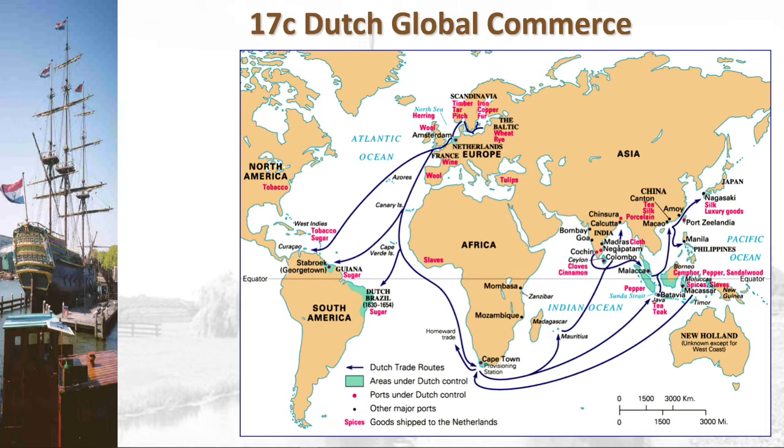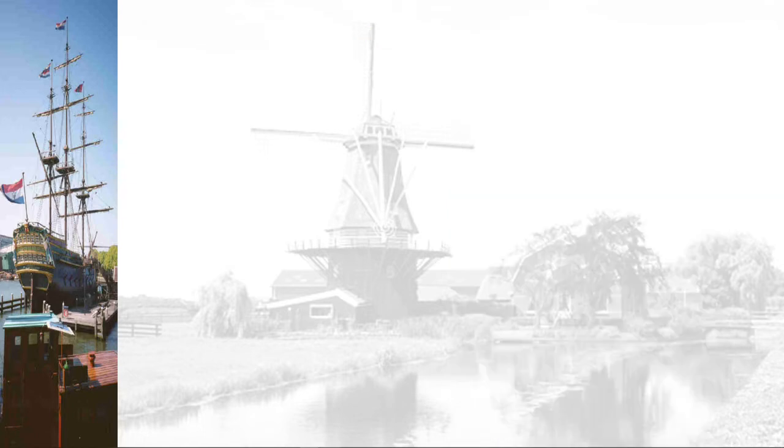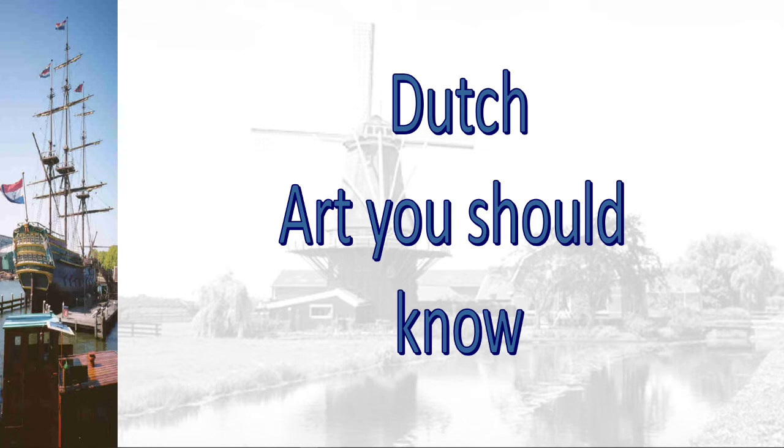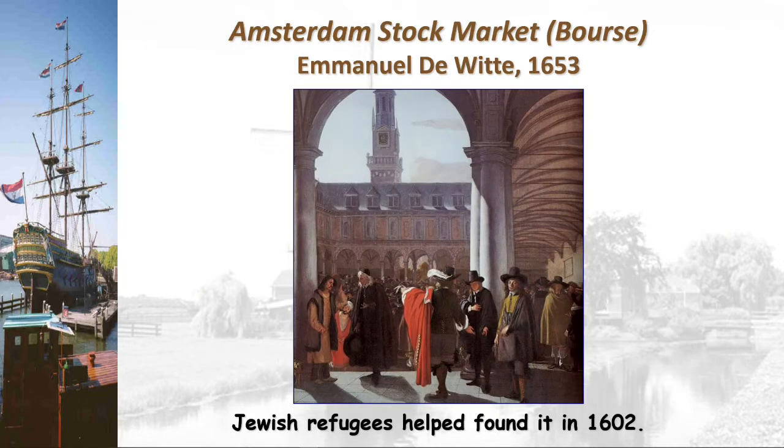17th century global commerce went all over the world. A Dutch East India ship from the mid-17th century. Dutch art that you should know. Return of the Dutch East India Fleet, 1599. Amsterdam Stock Market, Emmanuel de Witt. Jewish refugees helped found this stock market in 1602.